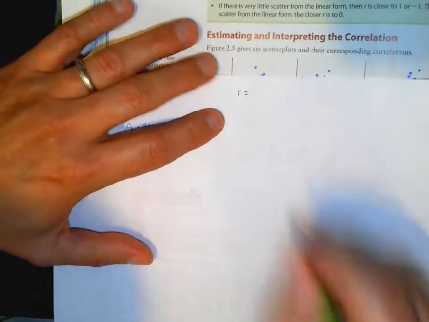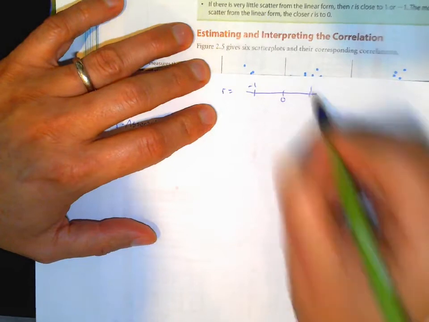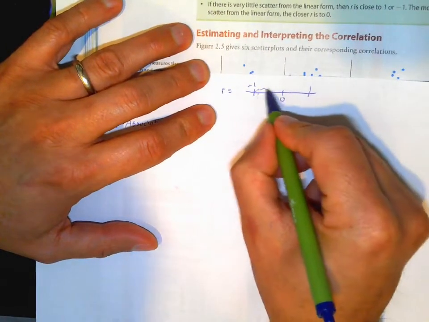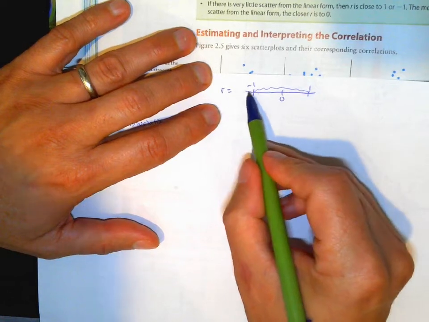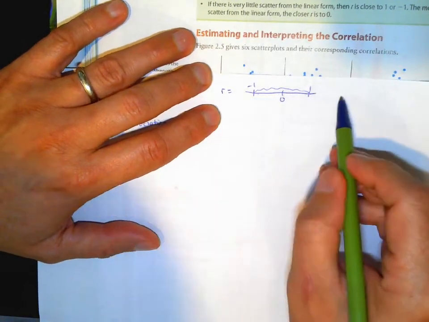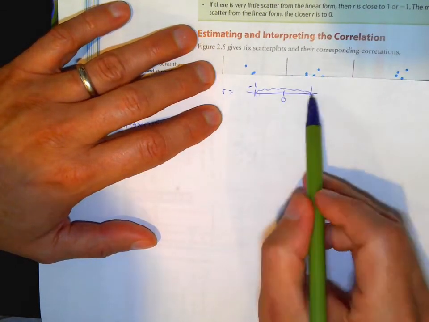So what is correlation? A correlation, R, is always going to be somewhere between -1 and 1. It has to be between these two numbers. If you see an R that's negative 1.21 or something, or 1.8 something, you know it's not the R. R is always going to be between -1 and 1.